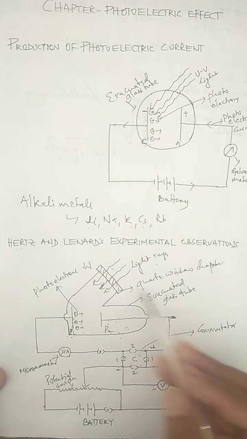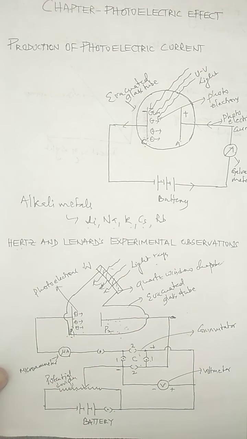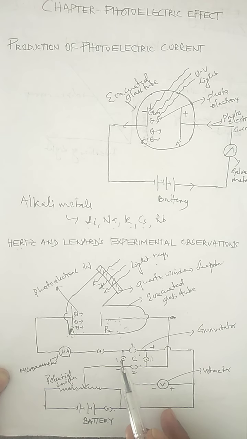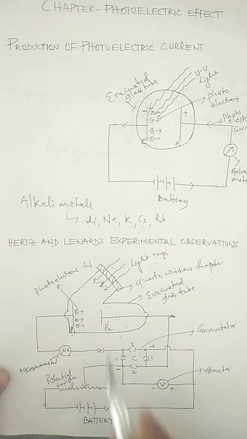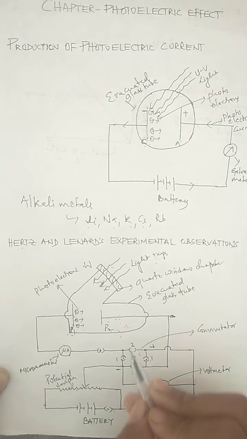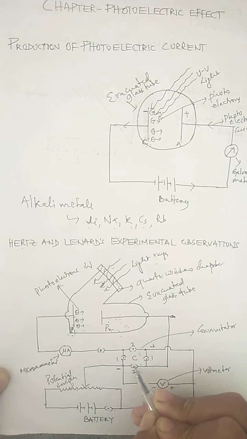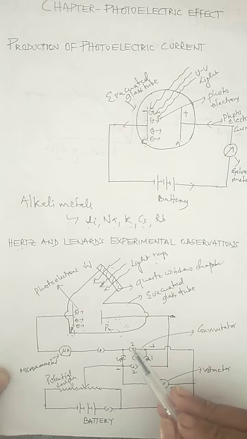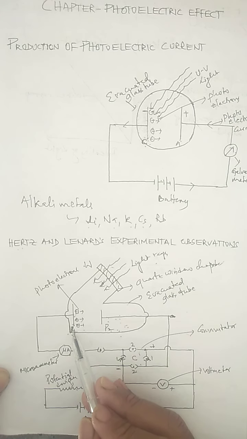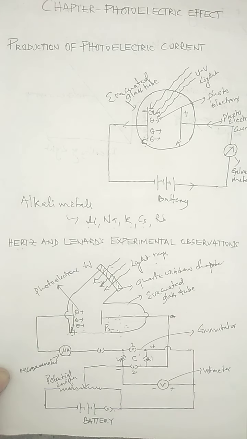Alright children, now we come back to this experimental diagram, where in the first part you saw that we insert the plug between 1 and 1 of the commutator, in which P1 becomes the negative plate and P2 becomes the positive plate. But when we insert the plug between 2 and 2 of the commutator, and open this plug for 1 and 1, then P1 becomes the positive plate and P2 becomes the negative plate.